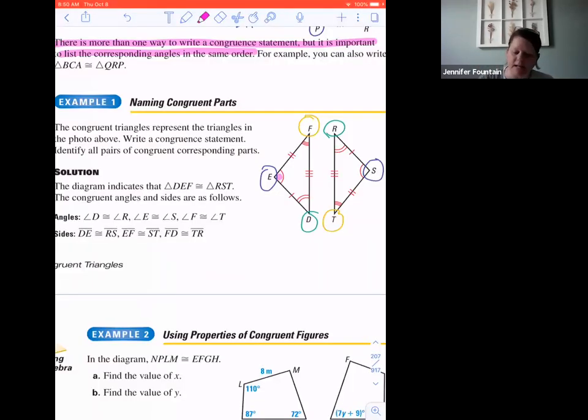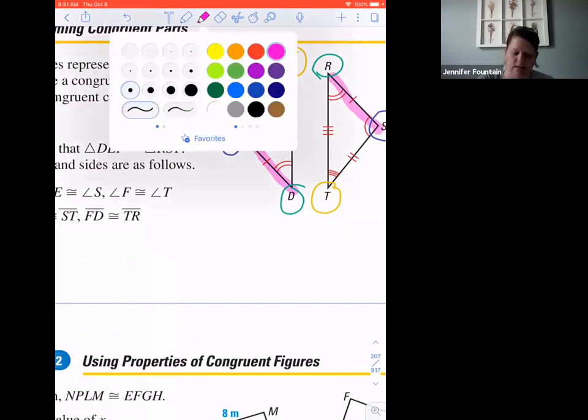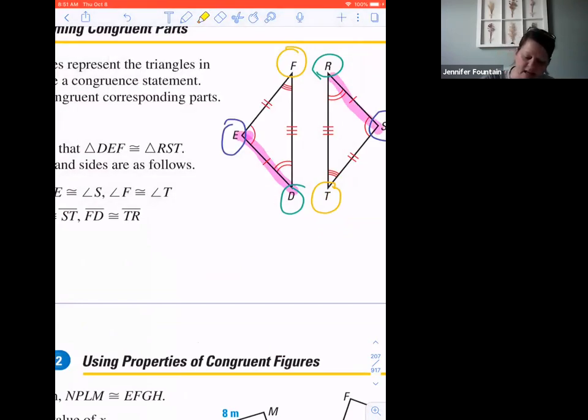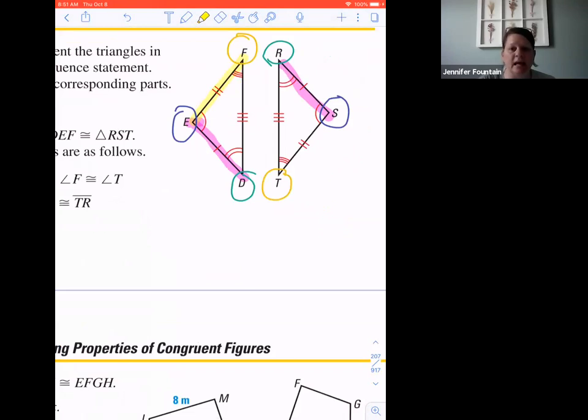All right. So like I was saying, ED is going to correspond with RS. And then I can see that EF corresponds. Now this is where it gets tricky, because notice I started EF at the side at E, so I want to start with the corresponding S to say ST.